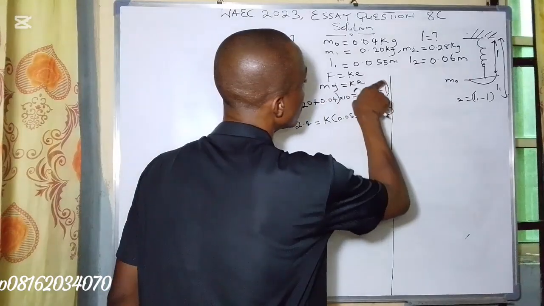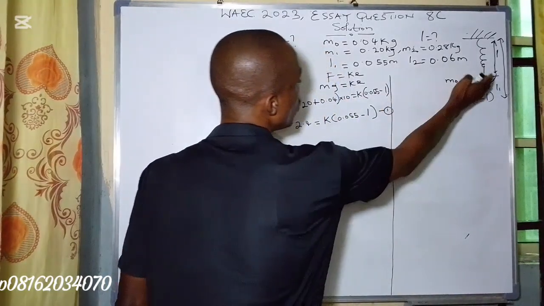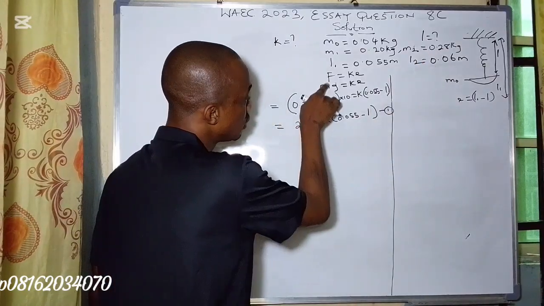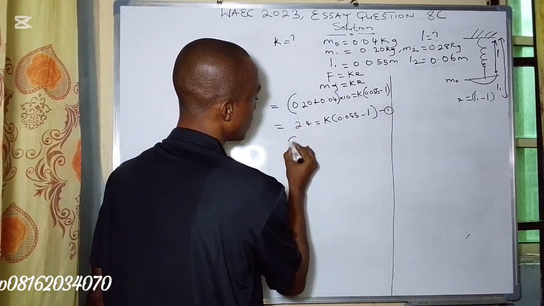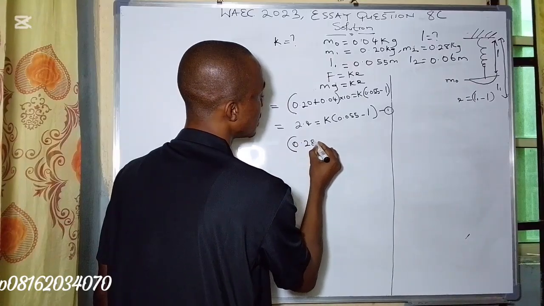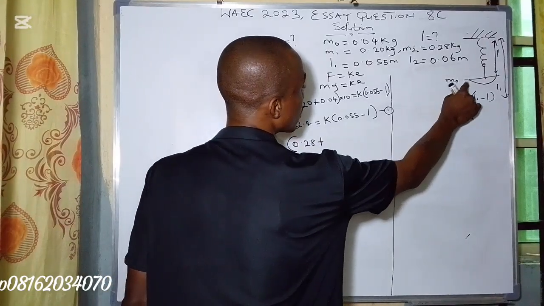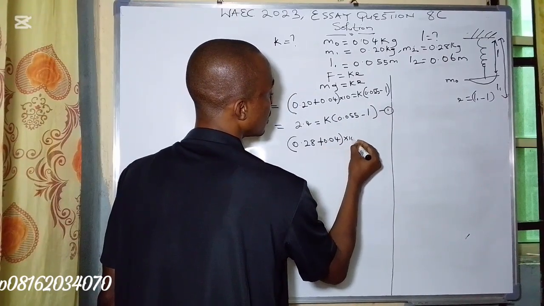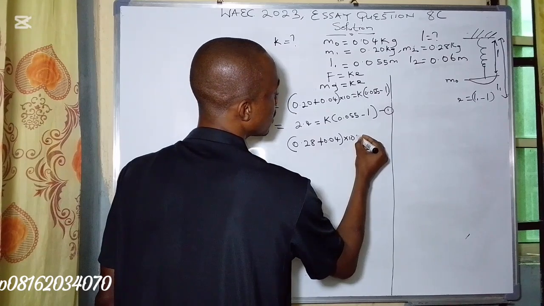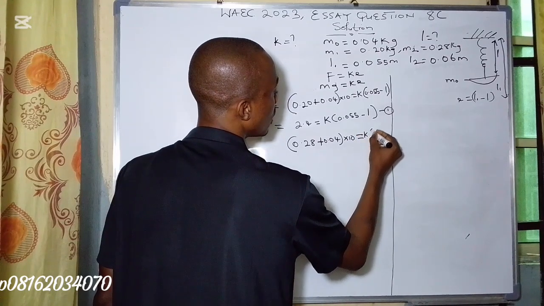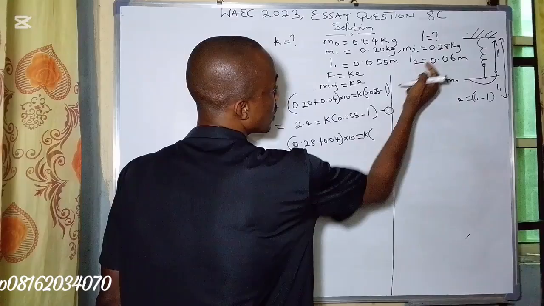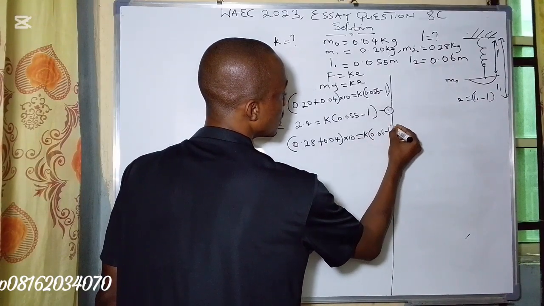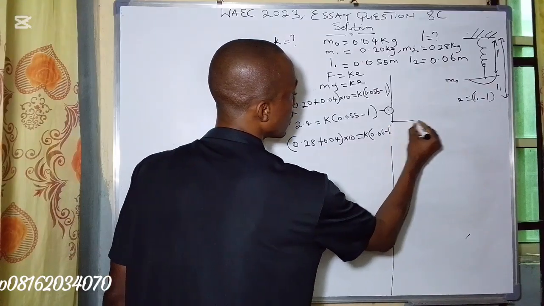Now if you keep another object on this, what happens? You remove the first one, and another object is placed on it. We still use Hooke's law. For the second object, the mass of the object is 0.28, plus, remember the pan already has a mass, 0.04, multiplied by 10, which is the acceleration due to gravity. This will give you K in bracket, the L2 which is 0.06 minus L. Is it 0.06? Sorry, let me extend this a little bit.